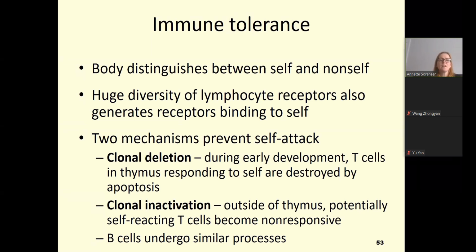So basically it involves T cells in the thymus, which are responding to self-antigens, being destroyed by apoptosis. Clonal inactivation occurs outside of the thymus, and potentially self-reacting T cells become non-responsive. B cells undergo a similar process to this.